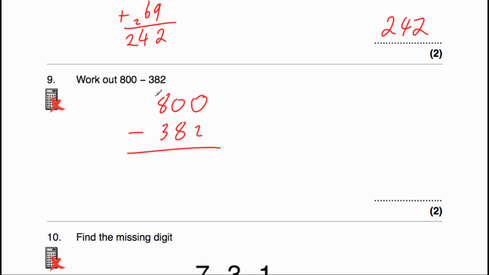Well, there's nothing to borrow from, so let's cross off the 8, call that a 7, and now that a 10. Now we can borrow from the 10, that would leave us with 9 and 10. So 10 take away 2 is equal to 8. 9 take away 8 is equal to 1, and 7 take away 3 is equal to 4. So the answer would be 418.